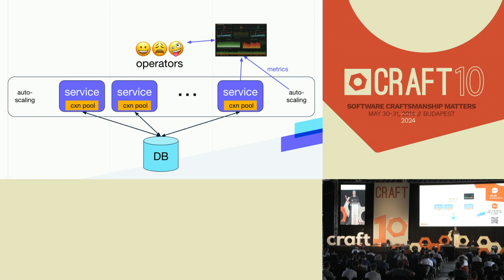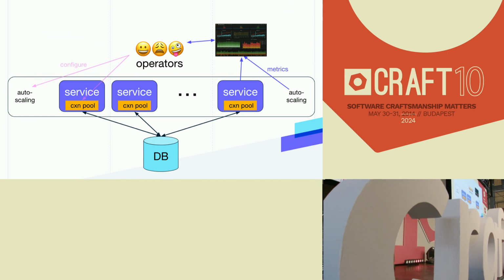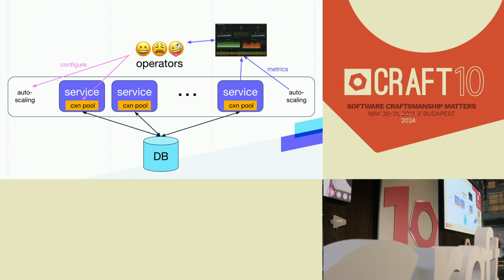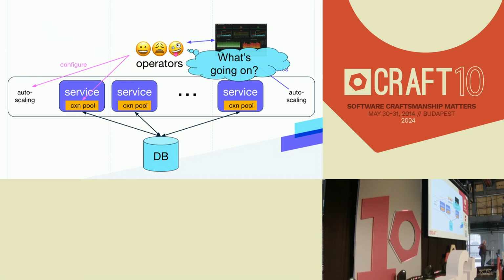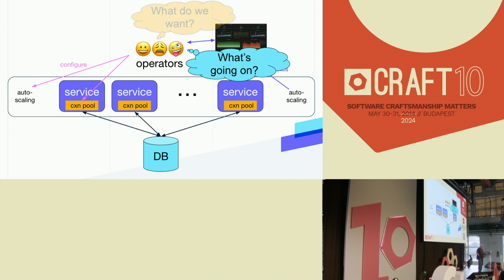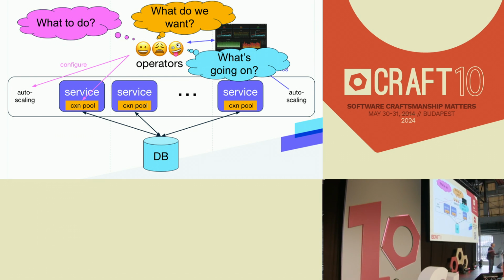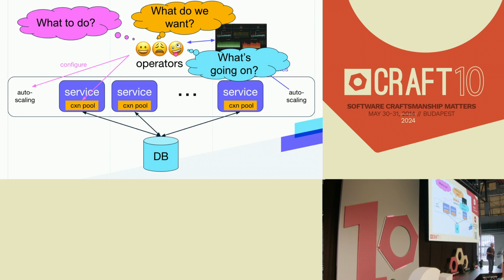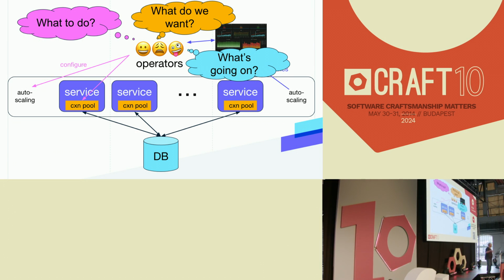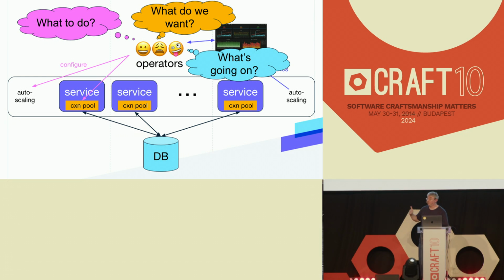And at least we have some operators that are looking at the observability platform, and they're in charge of configuring stuff. So their job is to figure out what's going on, what we want to have happen, and then what we should do as a result. Which, if you have been paying attention, is the type of control loop thing that we have been talking about, except it's just happening in people's heads.